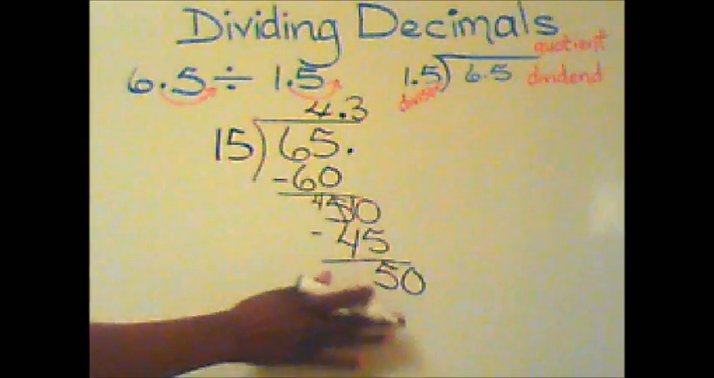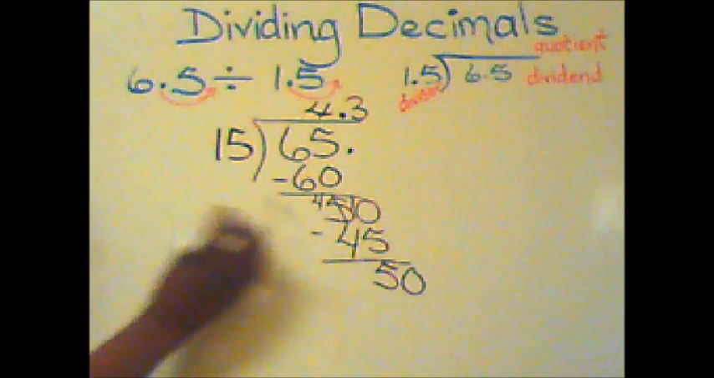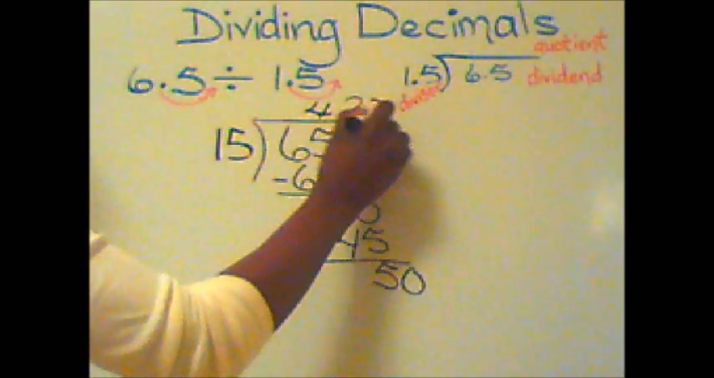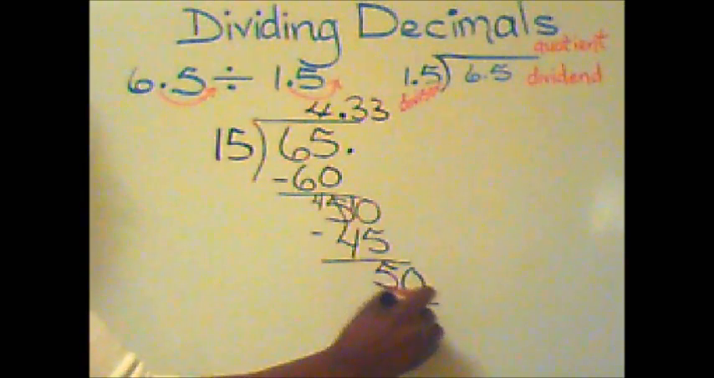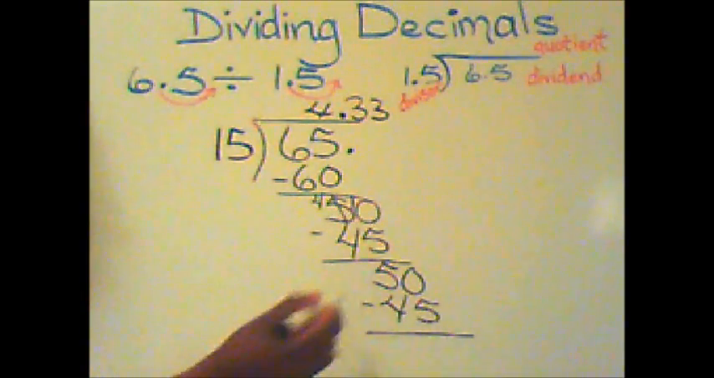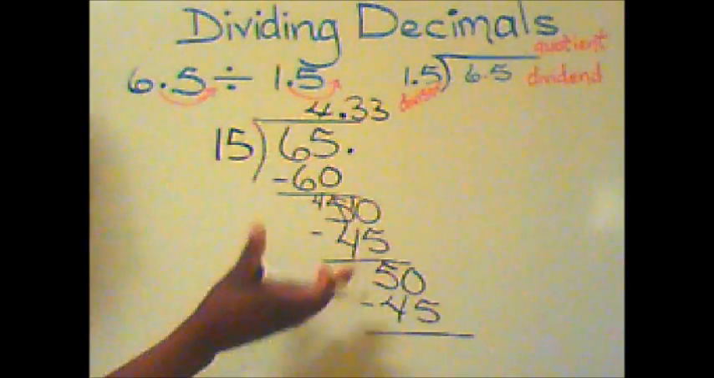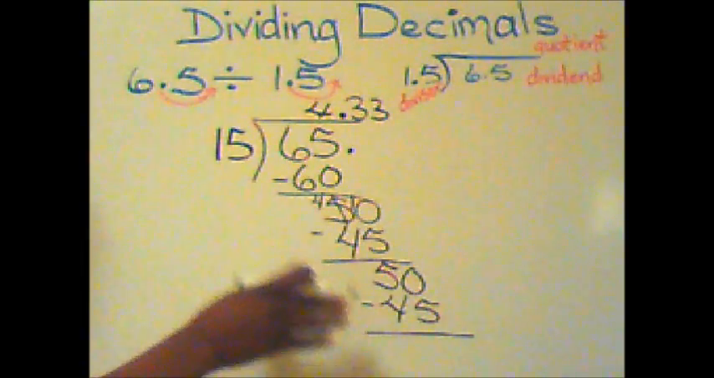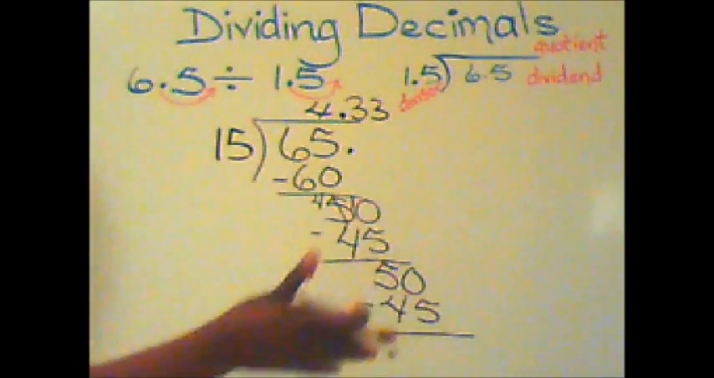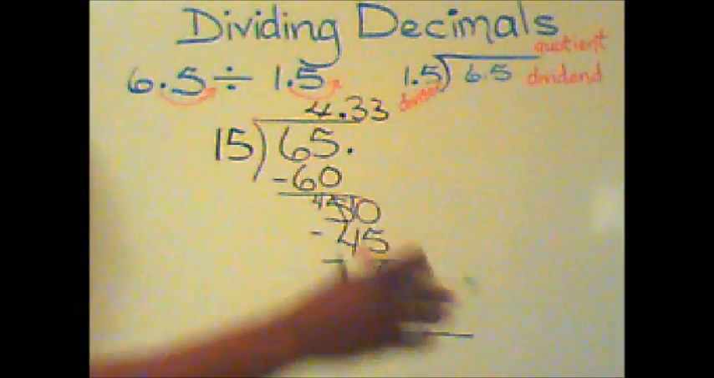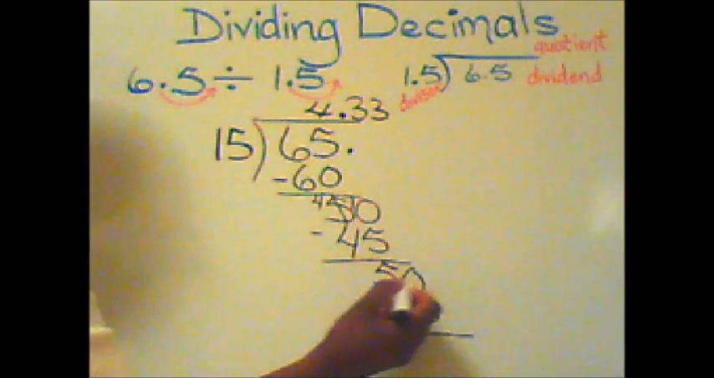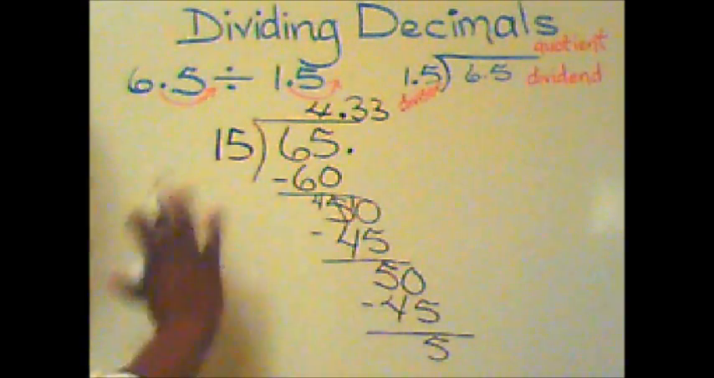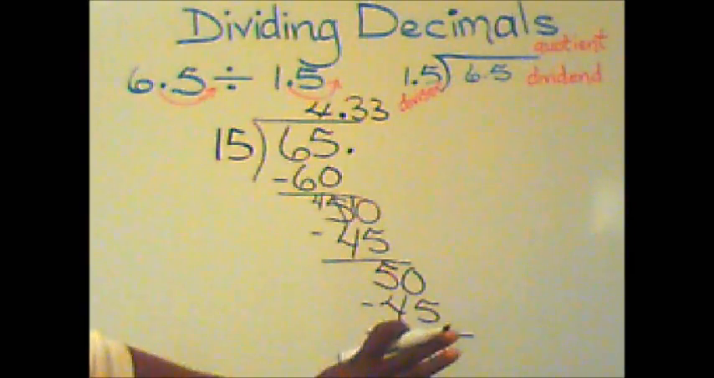Do you notice that there's a pattern taking place? So if I divide 50 by 15, how many 15s are in 50? 15 times 3 is 45. So I have the same thing here that I have here. That's called a repeating pattern. When you get a repeating pattern when you're dividing decimals, you can stop because the same thing will keep happening over and over and over again. If I subtract 50 minus 45, I'm going to have 5, and it just keeps repeating. So I'm done dividing. I don't divide anymore.